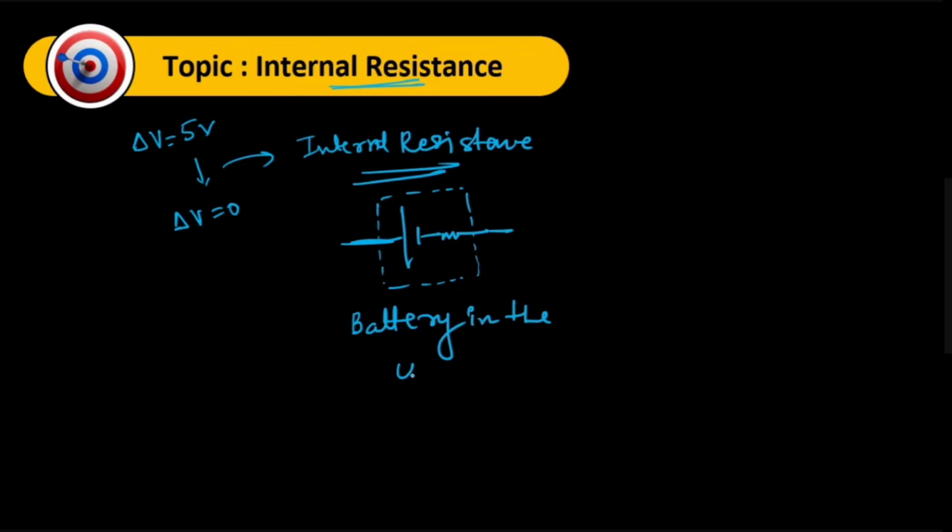Whenever we draw a battery in the circuit, we use this symbol. One plate is positive, one is negative, and the negative one is represented by a smaller line because it is not of that much greater magnitude. It is simply a small resistance which is actually using the energy of the battery. Although we have considered that the property of this resistance is similar to what is there in conductors.